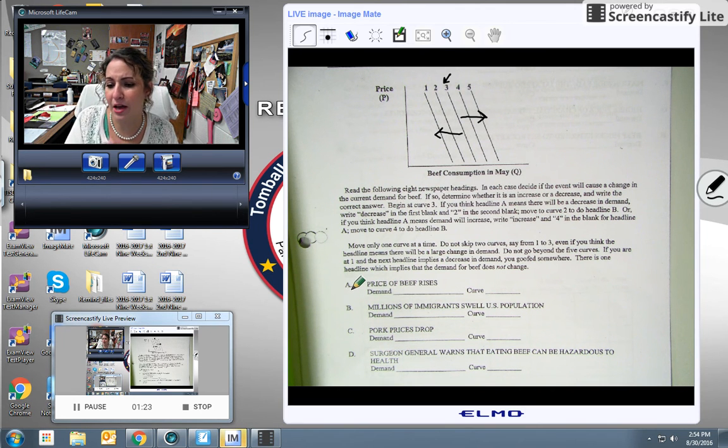We could look at letter A. I know that in one of the class periods, we just went straight to question B. But if you look at A and all of these questions, you're going to ask yourself, what happens to the demand for beef? What happens to the demand for beef?